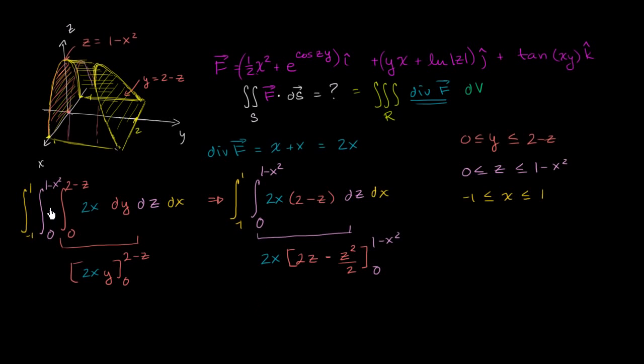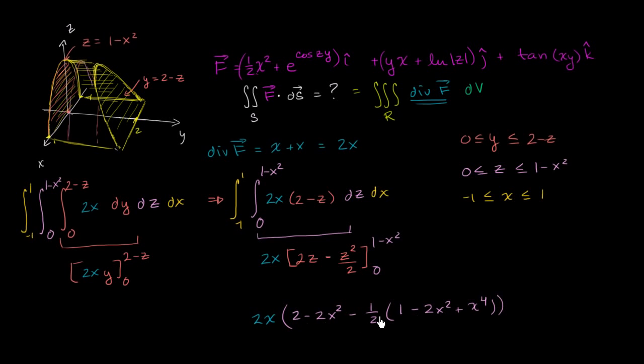So this is going to be equal to 2x times 2z. Well, z is going to be 1 minus x squared. So it's going to be 2 minus 2x squared. That was just 2 times that. And then minus, I'll just write 1/2 times this quantity squared. So this quantity squared is going to be 1 minus 2x squared plus x to the 4th. That's just some basic algebra right over there. And then from that, you're going to subtract this thing evaluated at 0, which is just going to be 0. So you won't even think about that.